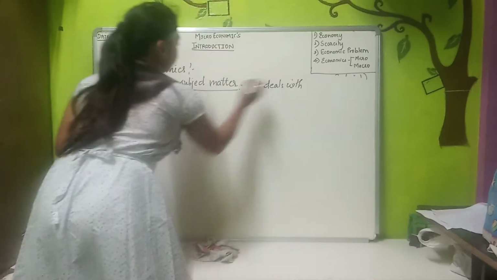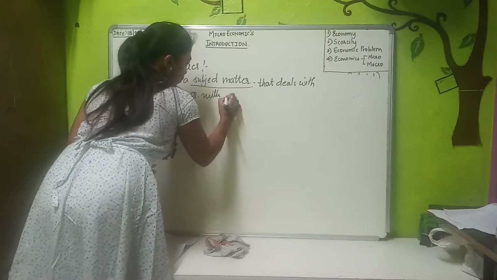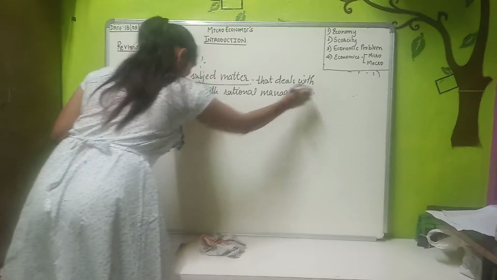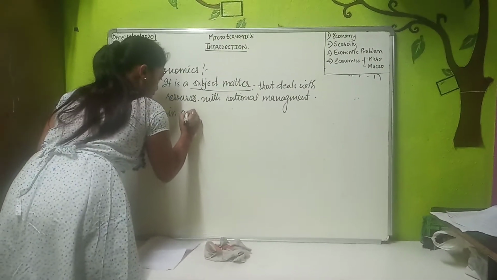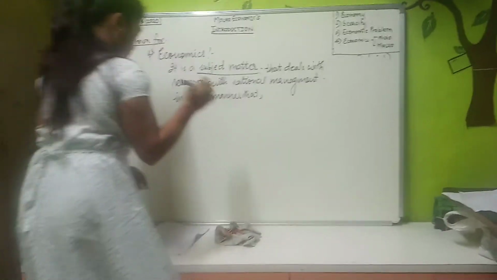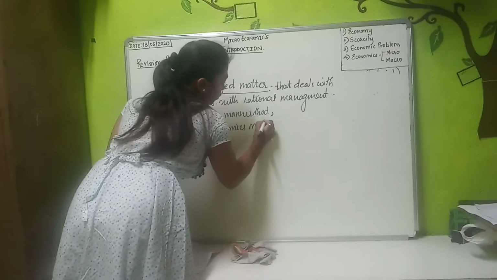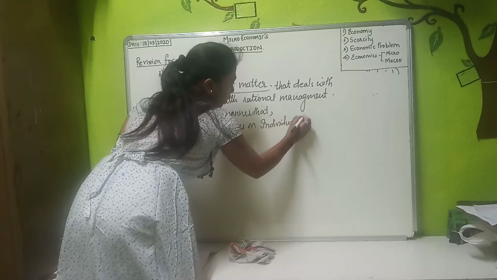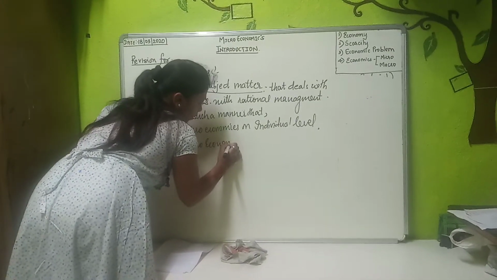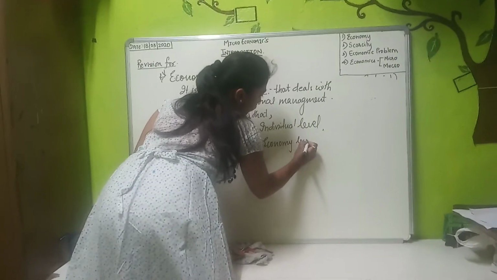that deals with resources with rational management in such a manner that microeconomics is on the individual level and macroeconomics is on the economy level. Can you see?